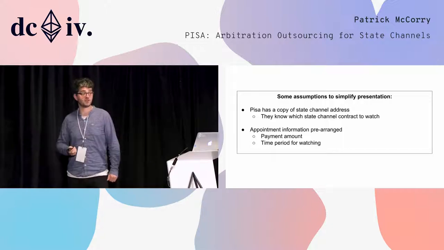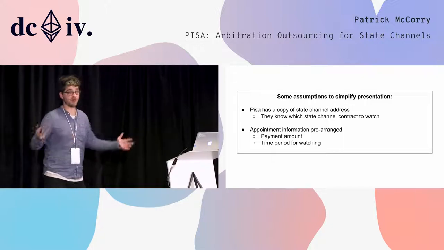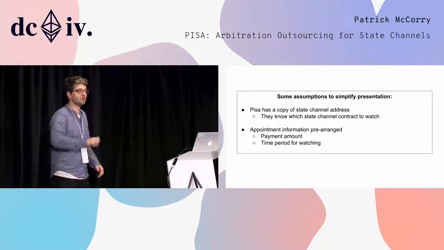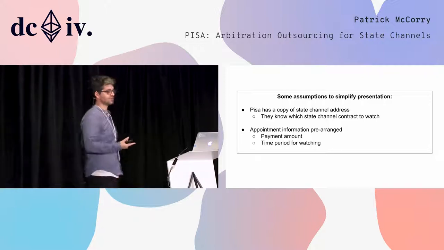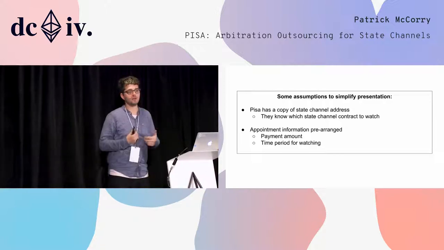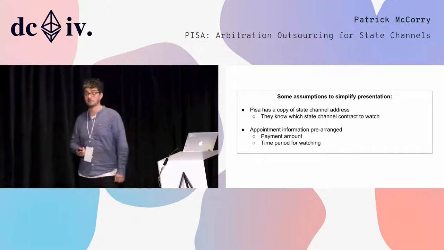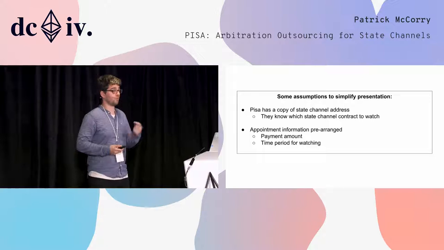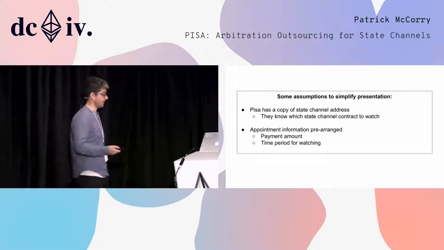Other assumptions we'll make for the presentation is that the tower, the third party, is already aware of the state channel address on the blockchain. They know where the state channel exists. And the second assumption we'll make is that the payment information is pre-agreed, i.e. we know how much we're going to pay the tower. And the second point is basically, how long is this third party going to watch your channel for? Have you hired them for 1 hour, 3 hours, forever? We'll assume that's pre-agreed for now.